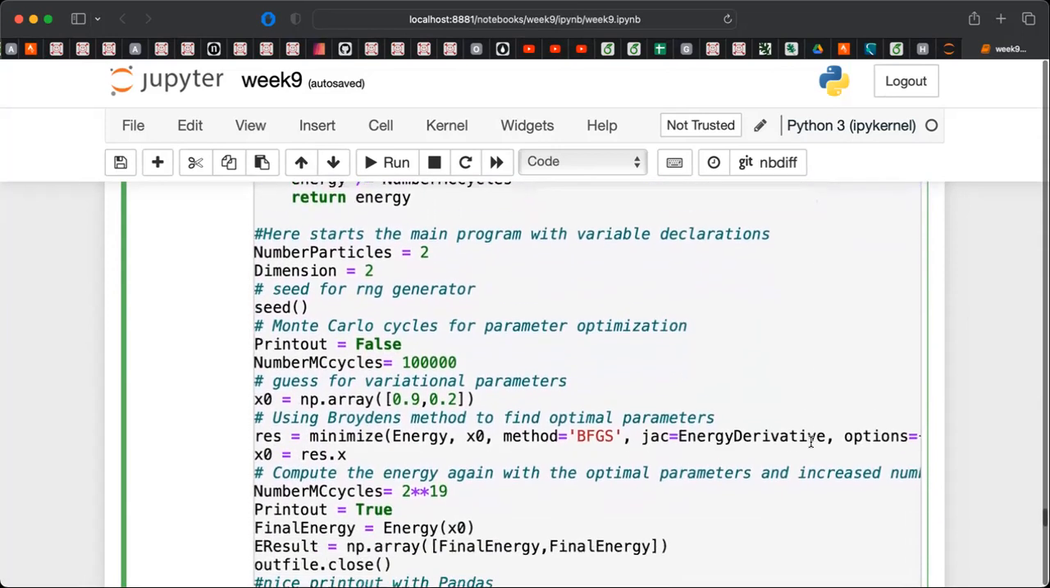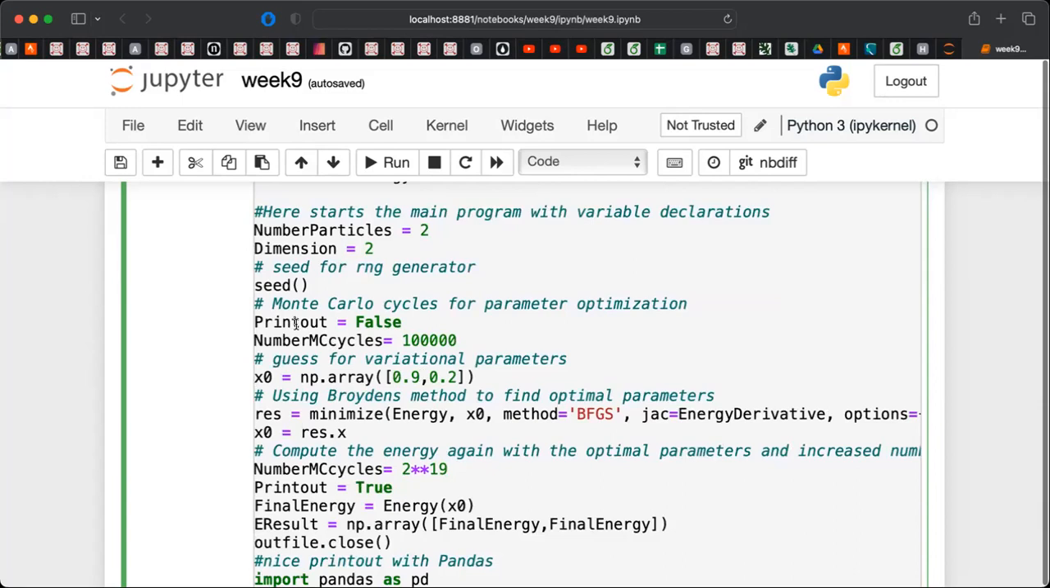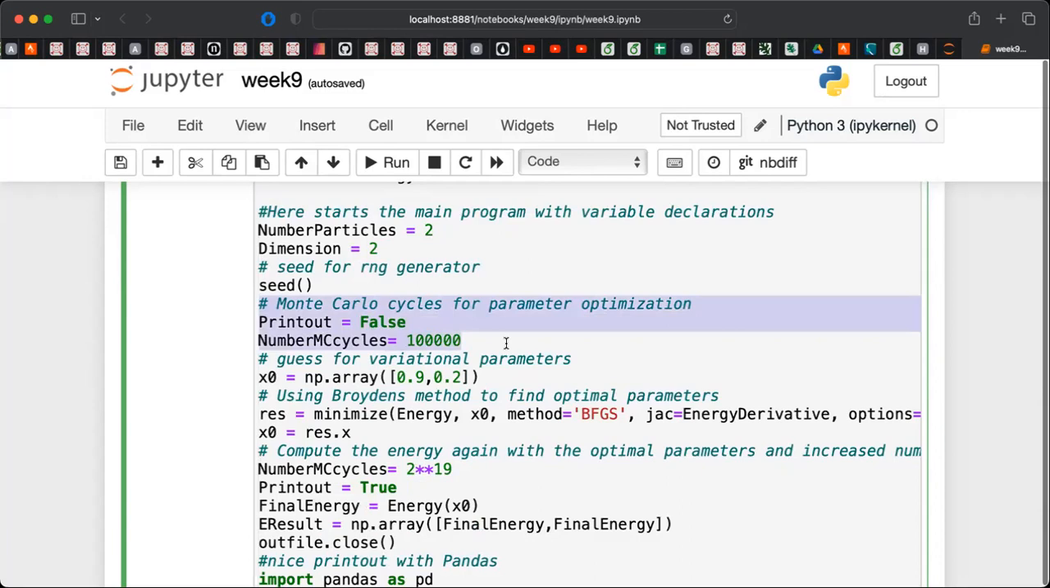So what I do here is simply now to start the parameter optimization. I'm running 100,000 Monte Carlo cycles first, and then I use that to calculate the gradients and find the optimal parameters.